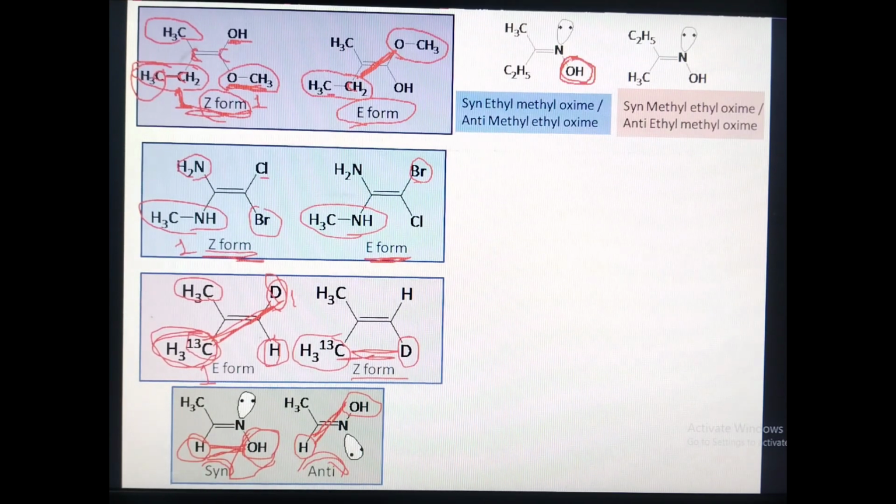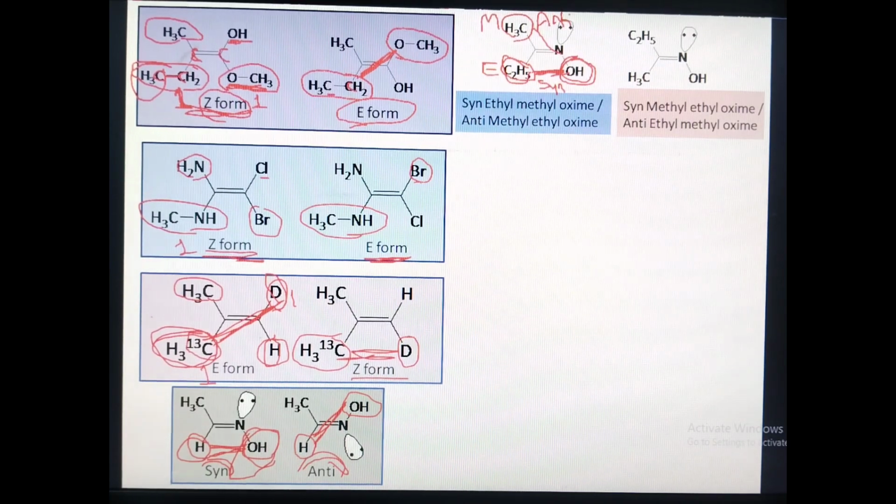Based on the OH, we have to give the name. See here, this is an ethyl group, and this is a methyl group. This is an ethyl group and this is a methyl group. The ethyl group is syn to OH. We have to give the name according to OH, with priority to OH. This ethyl group is syn to OH, but this methyl is anti to OH. This is anti, correct, this is syn.